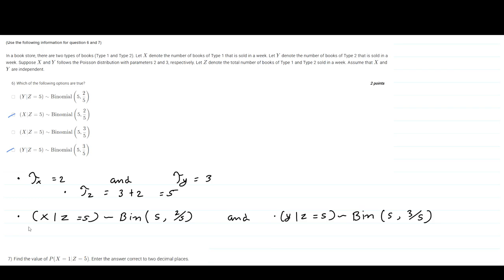Question number 6 asks which of the following options are true. Both x and y follow Poisson with parameters 2 and 3 respectively. Z is also going to follow Poisson with parameter 3 plus 2, which is 5. So, the correct options for this question are option B and option D. Let us move to the next question.